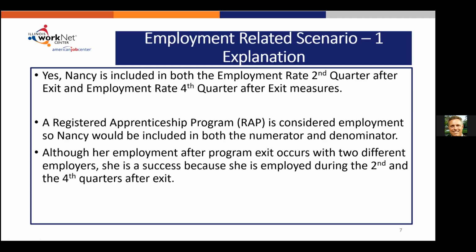Also, the fact that she gained employment with another employer after completing the apprenticeship training doesn't really affect this measure or her status, as in both cases she's still employed in each of those quarters. So as long as she is employed, she is counted as a success regardless of the employer. She could hold any number of jobs, but as long as she was employed by one of them on one day of the second quarter and one day of the fourth quarter, she's going to become a success in this measure. Thank you again for all those that completed that.